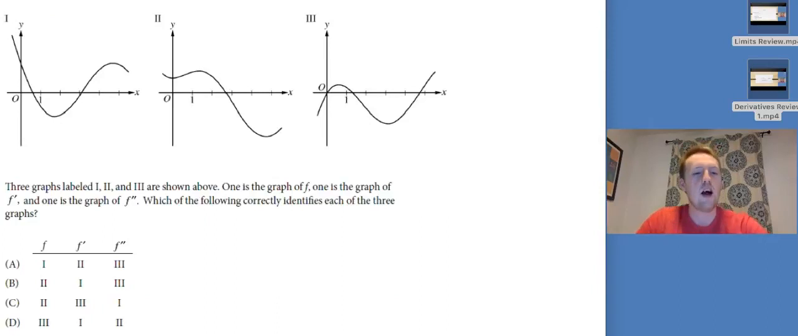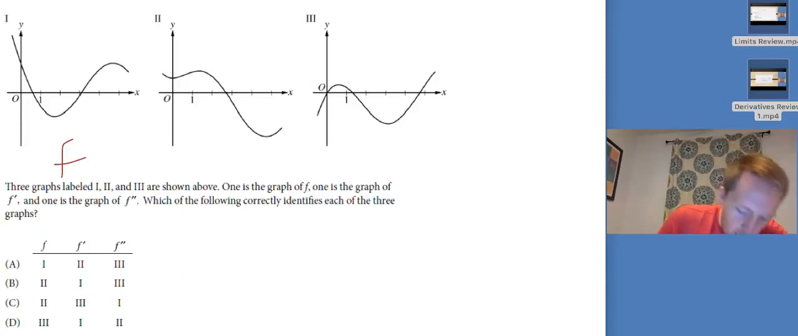Okay, we got some problems. Three graphs labeled 1, 2, and 3 are shown above. One is the graph of f, one is the graph of f prime, and one is the graph of f double prime. Which of the following correctly identifies each of the 3 graphs? Okay, this question is a little cumbersome. What you want to do is identify one graph and just say, okay, you're f now, and see if the others match. And if it doesn't, now you know that one's not f. So I'm going to go in order. I'm going to look at 1 and say, okay, 1 is f.